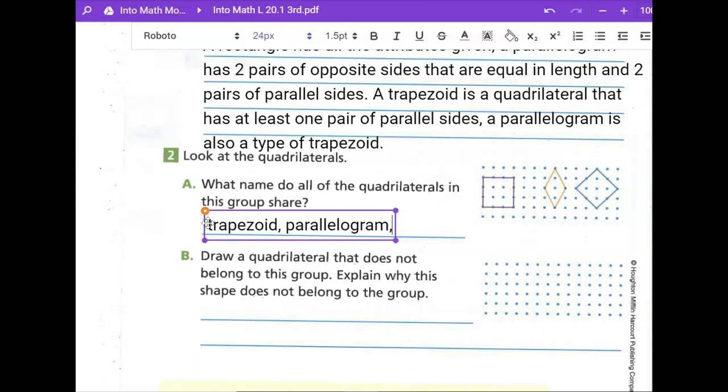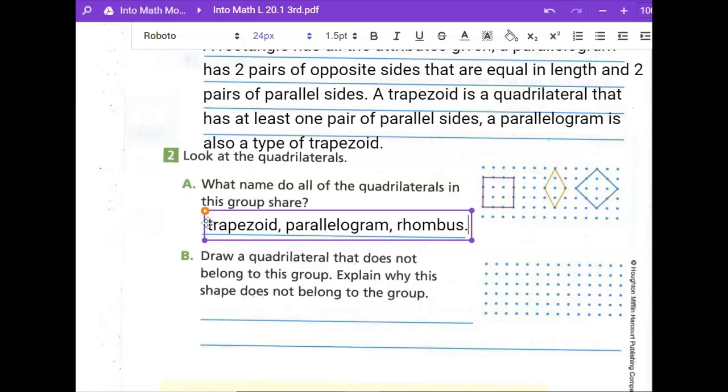Can they be a rhombus? Let's see. 4 sides, 4 angles, 2 pair of opposite sides of equal length. Yes. 4 sides of equal length. Yes. At least 1 pair of parallel sides. And 2 pair of parallel sides. So they can also be a rhombus. So rhombus, a trapezoid, and a parallelogram.